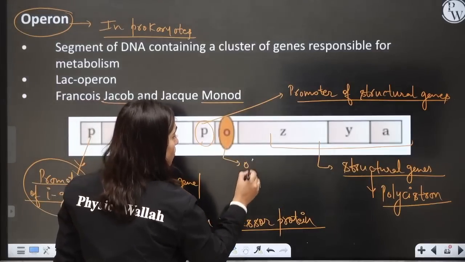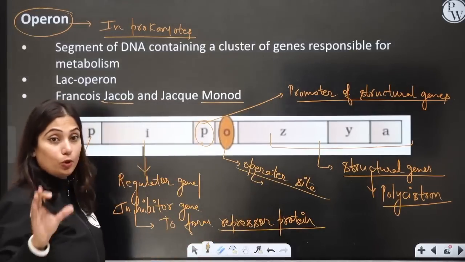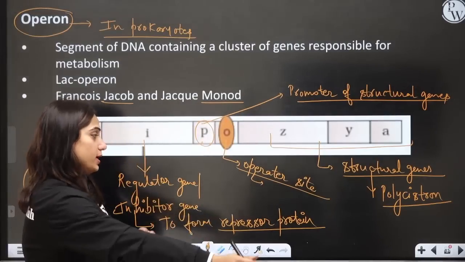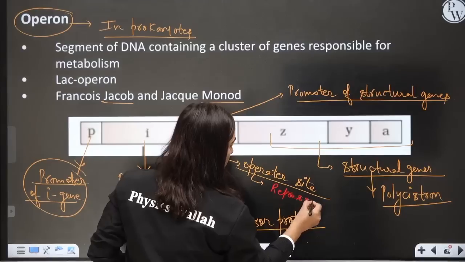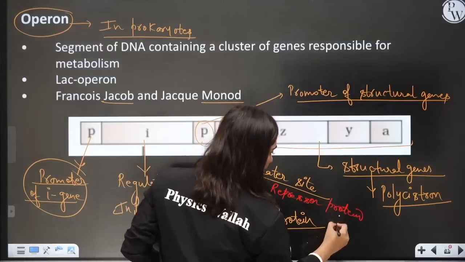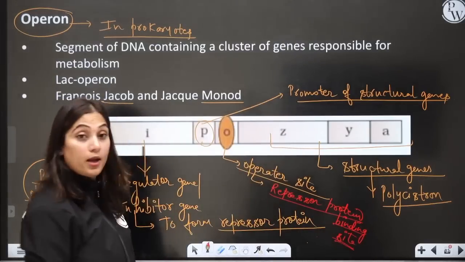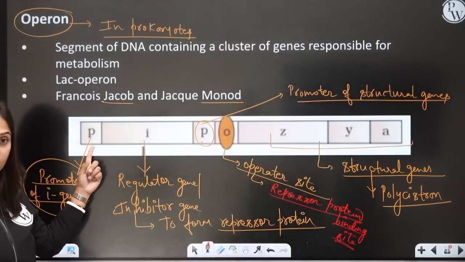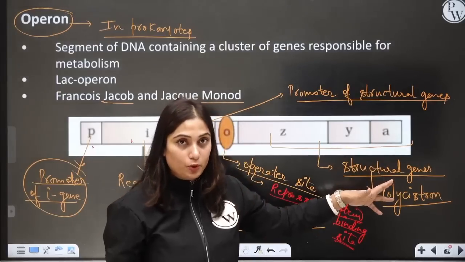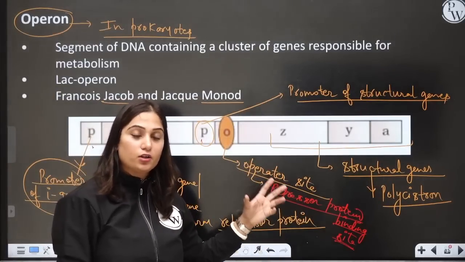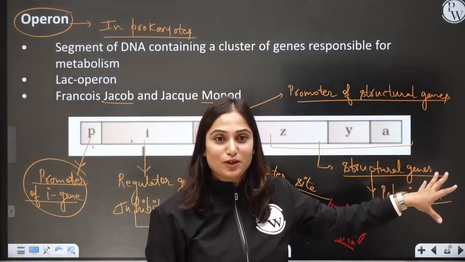And this is the operator site. The operator site is the site of repressor protein binding. Here, the repressor protein formed by the I gene goes and binds to the operator site. So this is the promoter of the I gene. This is the I gene which is always switched on and always forms the repressor protein. This is the promoter of the structural genes, which is a common promoter. This is the operator site, where the repressor protein or regulator protein comes and binds. Structural genes are the genes which actually code for the enzymes responsible for the metabolism.